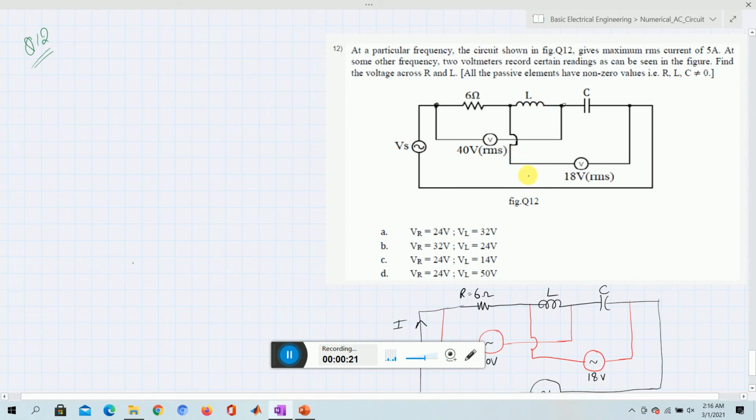volts. Similarly, this is measuring the AC voltage, so it is like RMS voltage you are measuring, and between the L and C you are measuring, it is coming 18 volt. So there are two situations here.